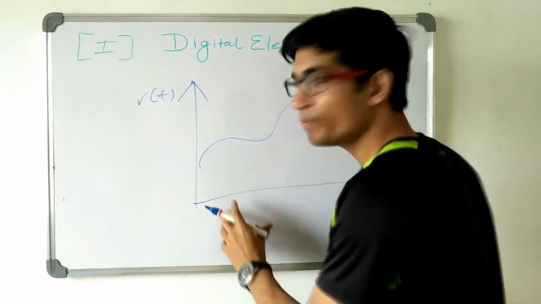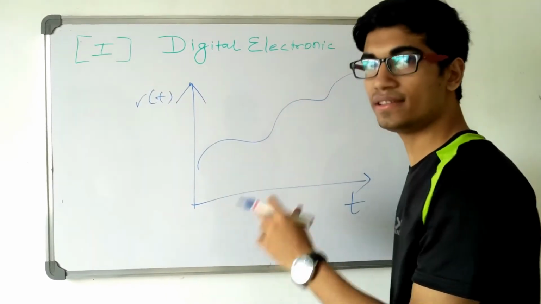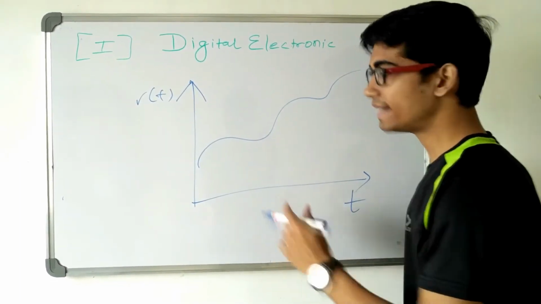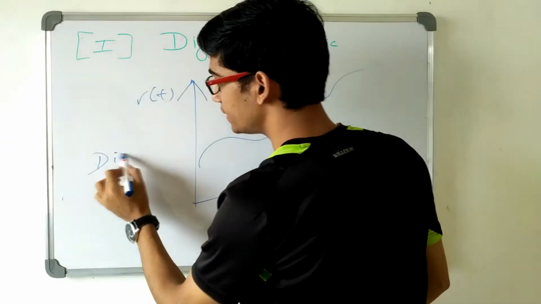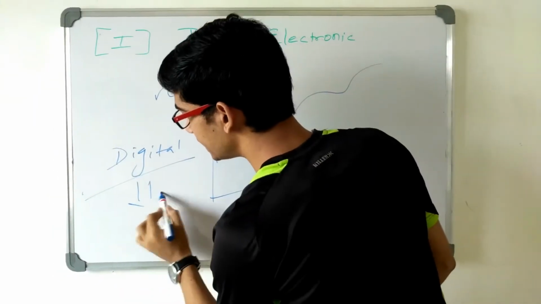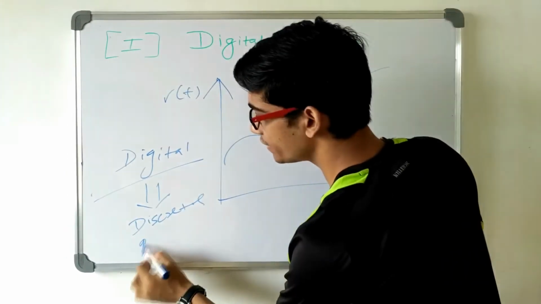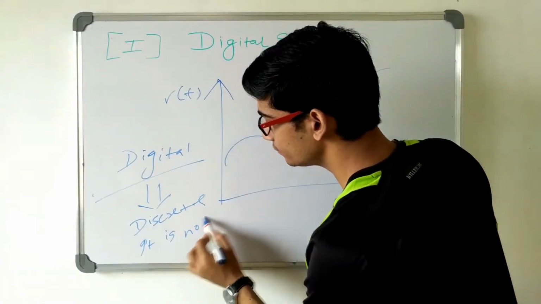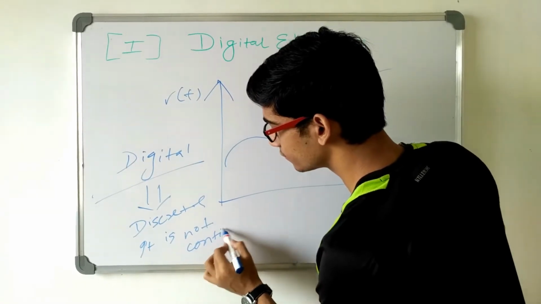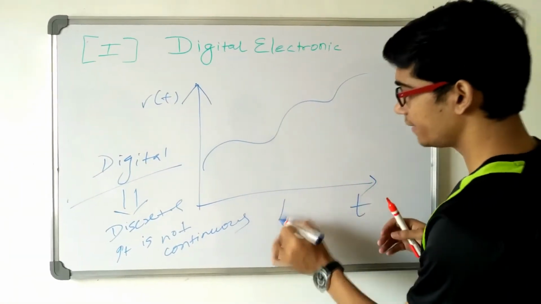So how will the computer understand our voice? Computer cannot understand our voice or any other signal. For that, scientists have designed something called digital. Digital is basically discrete. It is not continuous. Okay, so this was the analog signal.